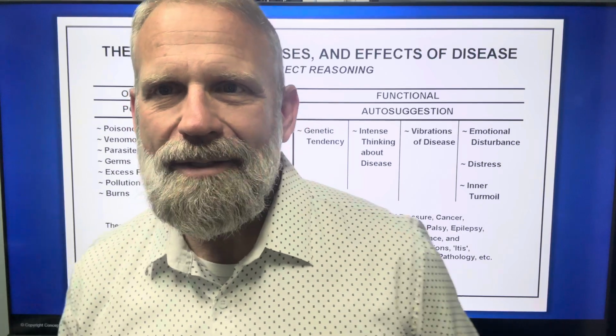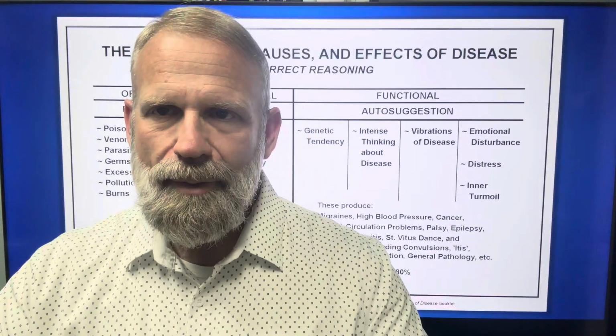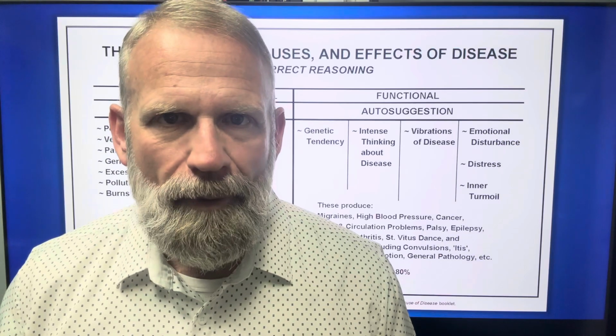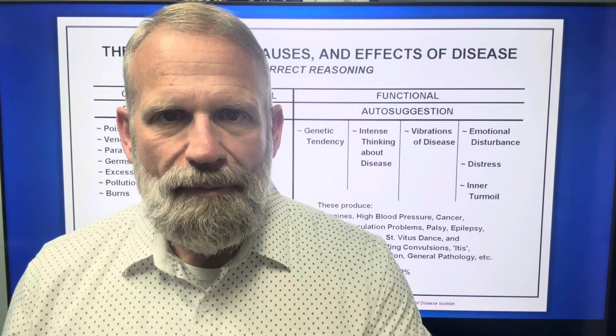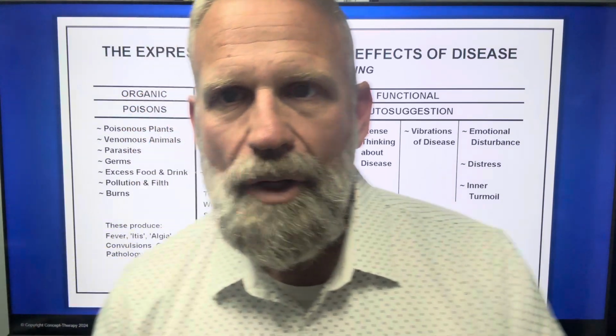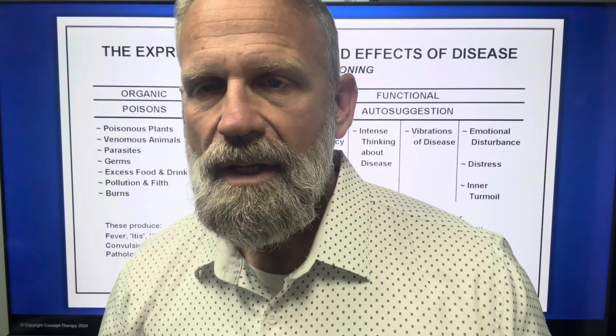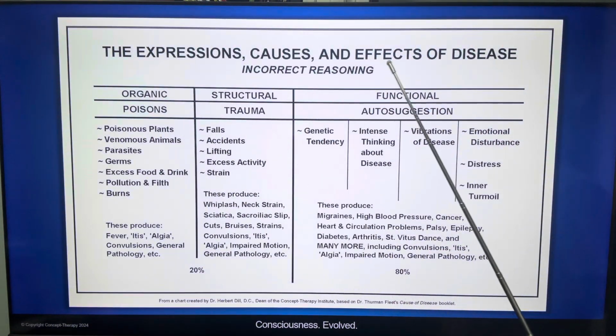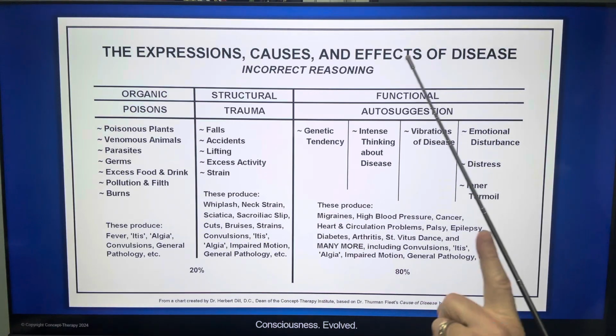Now, I'm borrowing this information from a chart that was created originally by the founder of chiropractic, Dr. D.D. Palmer. Now, Dr. Thurman Fleet modified it and updated it a bit. And so I want to share this. Cause of disease. There's really three main causes of disease, but ultimately one. So as we look at the chart, we'll start with the expressions, causes, and effects of disease.